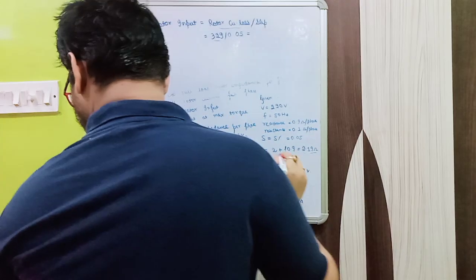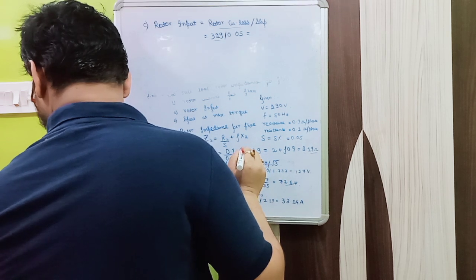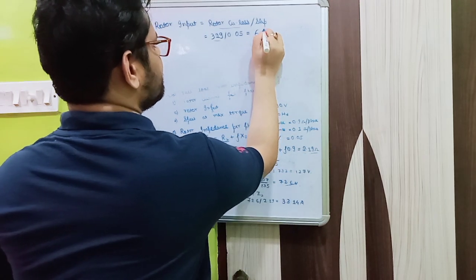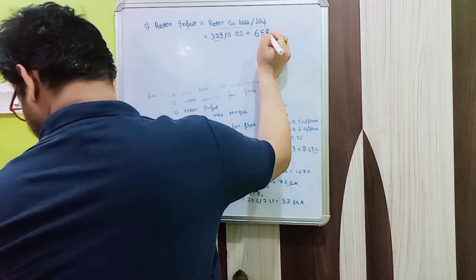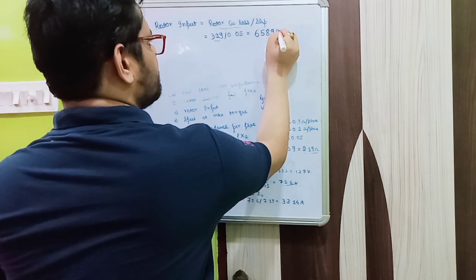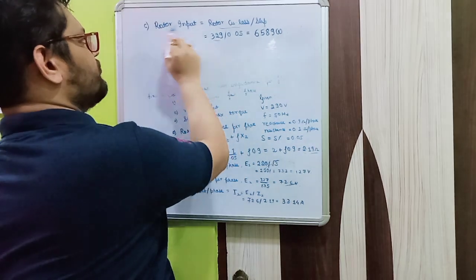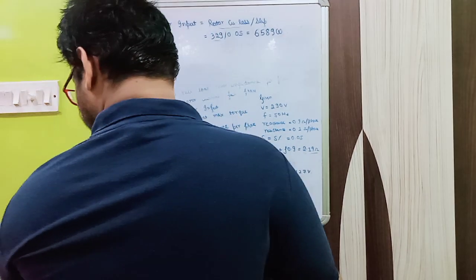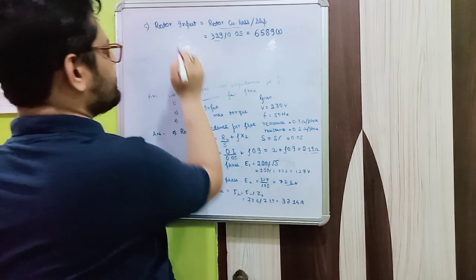So we will get the value as 6589 watt. So we have understood how to calculate. What is the next part we will do? Next part we are going to do, that is the rotor copper loss.